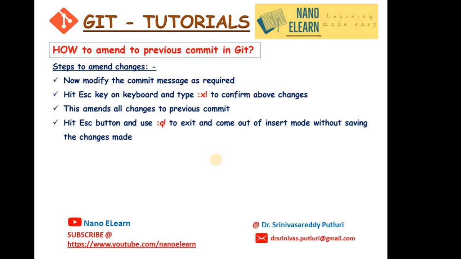Now hit the escape key on the keyboard and type :x! to confirm the above changes made to the commit message. Now hit enter. This amends all the changes to the previous commit. If one decides not to save the changes, now hit escape button and use :q! to exit and come out of insert mode without saving the changes made.